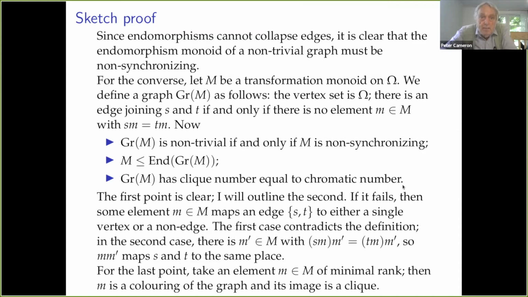To show that the clique number is equal to the chromatic number, basically you take an element of minimal rank and show that it's a mapping on the whole vertex set down to a smaller set. Show that that's a coloring: different elements go to different elements and get different colors, so they go to different places under this mapping, and its image is a clique. Then you have a clique and a coloring of the same size.